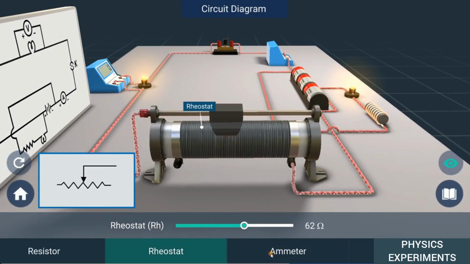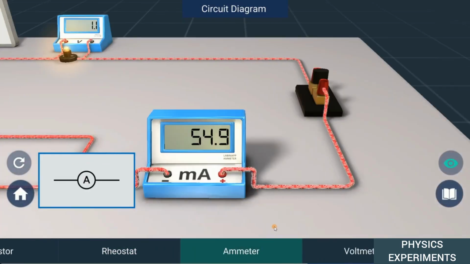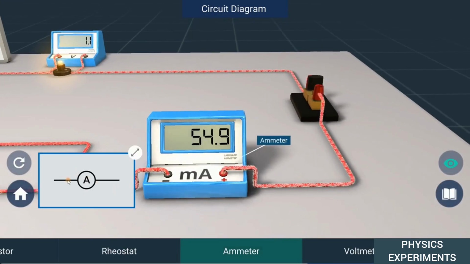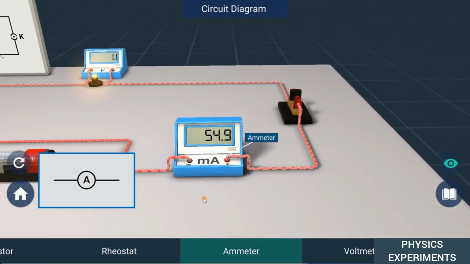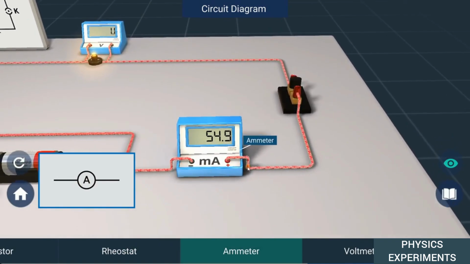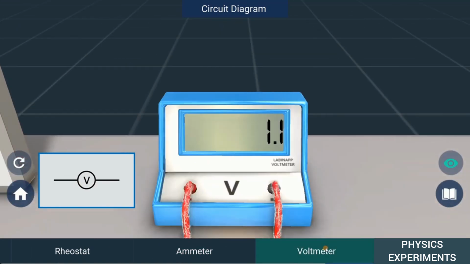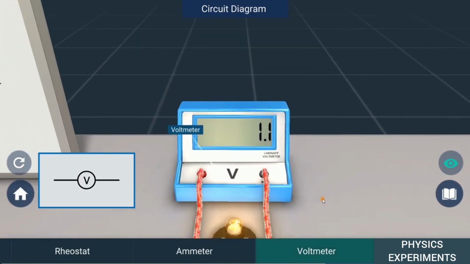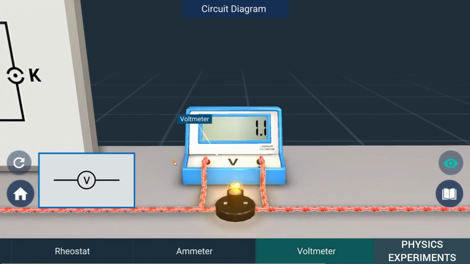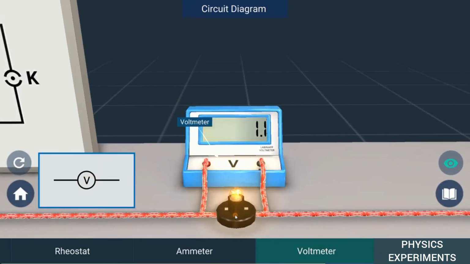An ammeter is represented with the symbol specified with the letter A. It is always connected in series to the circuit to measure the current flowing through that path. A voltmeter is represented with the symbol specified with the letter V. It is always connected in parallel to measure the voltage across two connection points.